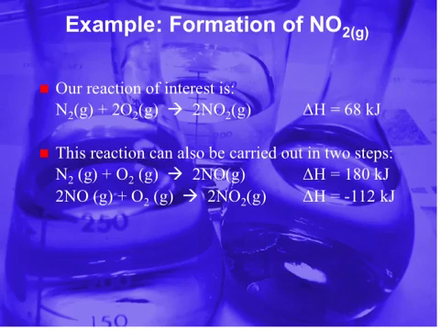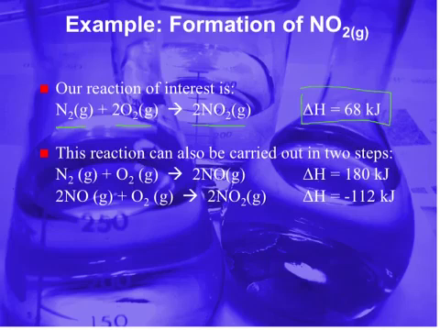So let's look at the formation of NO2, nitrogen dioxide. The formation equation is nitrogen gas plus 2 moles of O2 yields 2 moles of NO2. And from our studies, it can be found that the enthalpy of reaction is 68 kilojoules. However, let's say that it's difficult to study this reaction directly. We can study two reactions.